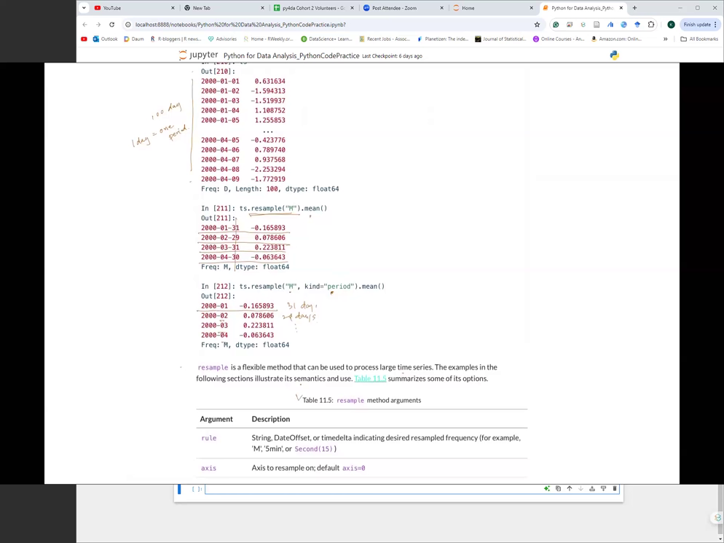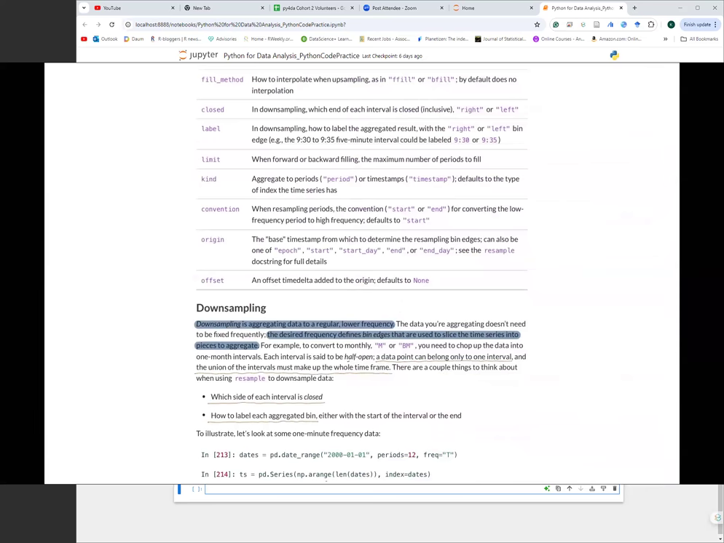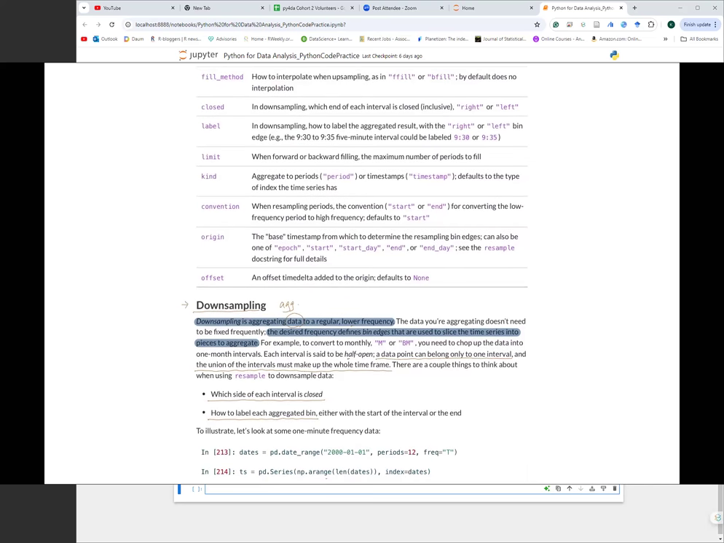So table 11.5 shows you all the different functions or arguments you can use in that resample method. Okay. And when we do this kind of resampling of the time series, there are two ways we can do it. The first one is downsampling. Downsampling means we aggregate the data to a lower frequency. So downsampling is actually doing the aggregation of the data, so the frequency is going to be much lower. That means if we have time series data based on days, when we downsample the data, we can do monthly data, which is a much lower frequency, right? 365 days to 12 months, which is a much lower frequency rate, right?